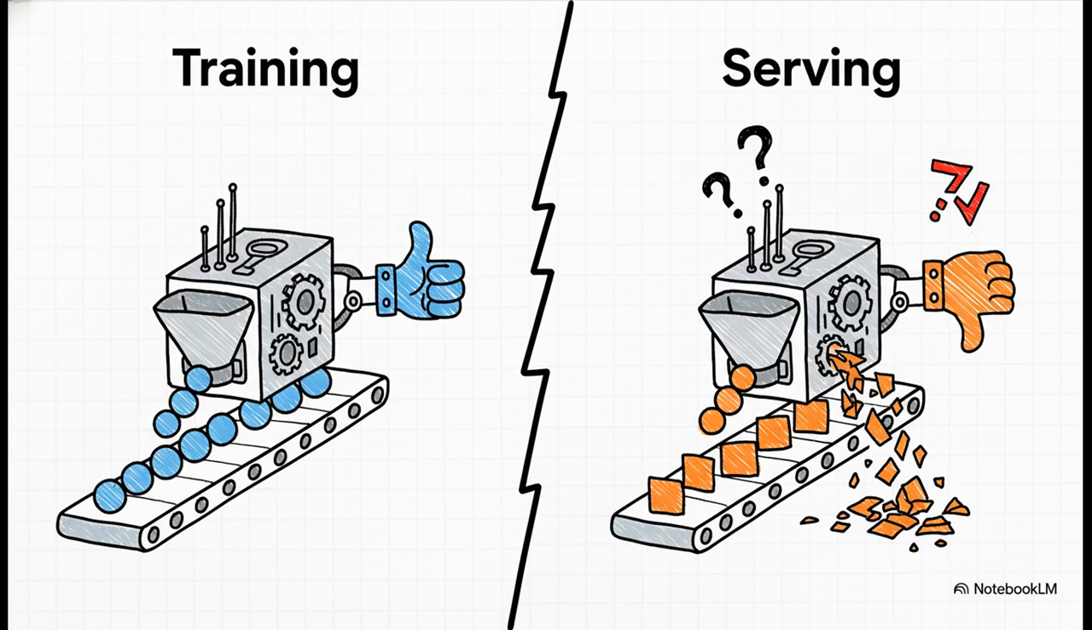And the number one enemy you're going to fight here is something called, and you're going to hear this a lot, training serving skew. What is it? It's what happens when the data your model sees out in the real world is different from what it was trained on. Even tiny differences in how you prep the data can just wreck your model's performance. And trust me, this is a major theme on the exam.